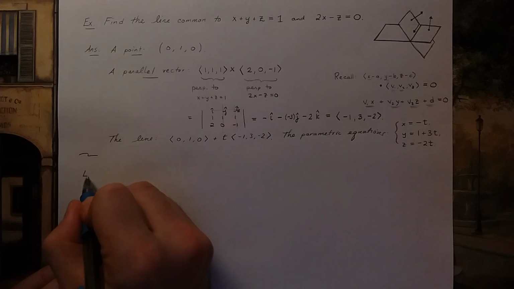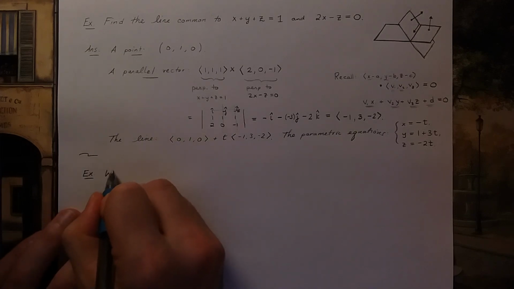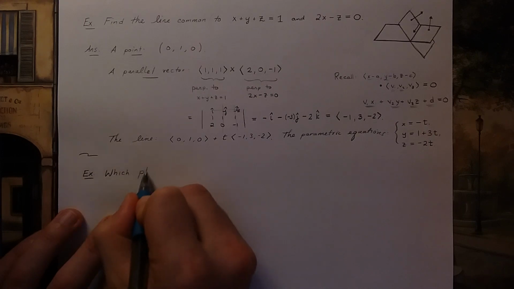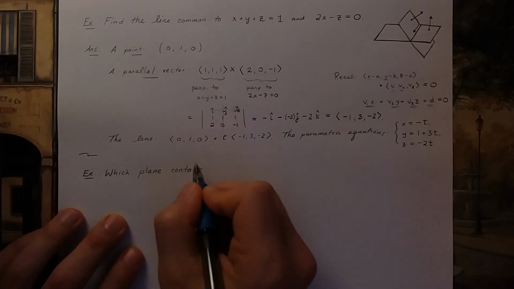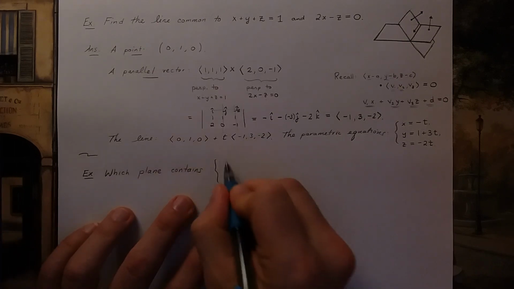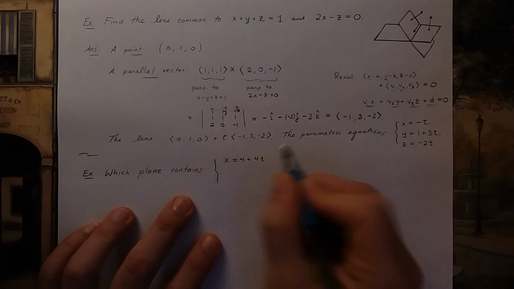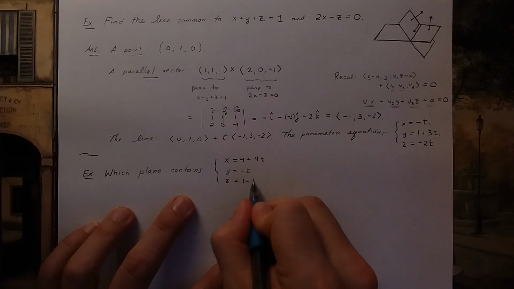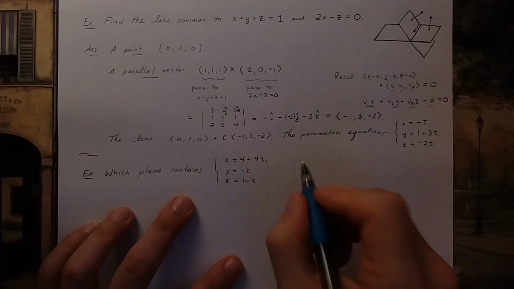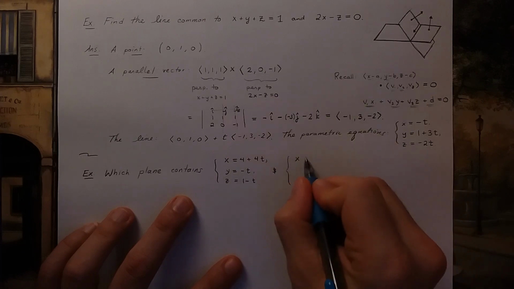I'd like to do another example, this time finding a plane. So which plane contains the two lines x equals 4 plus 4t, y equals negative t, and z equals 1 minus t. There's line 1. And I'd like to write down a second line.